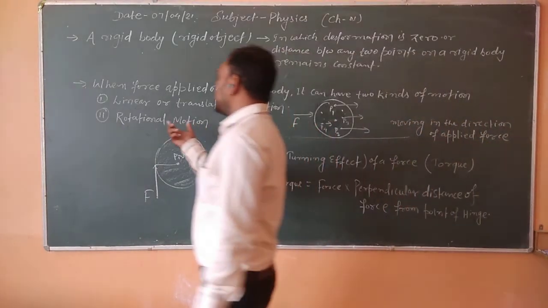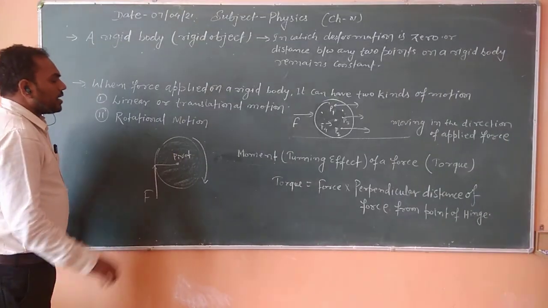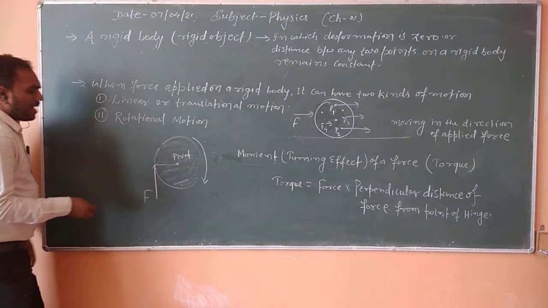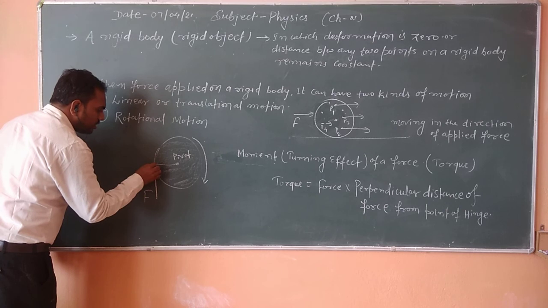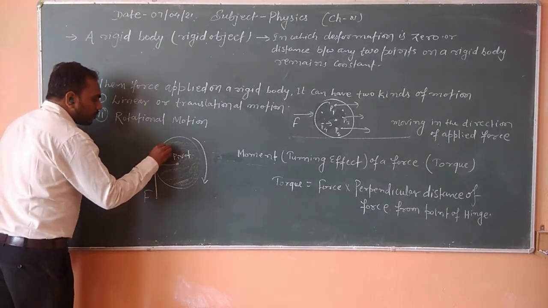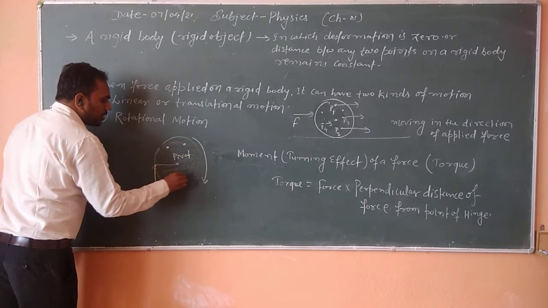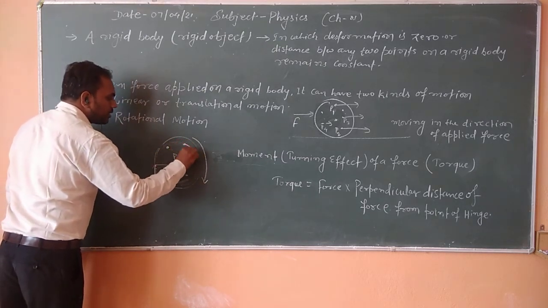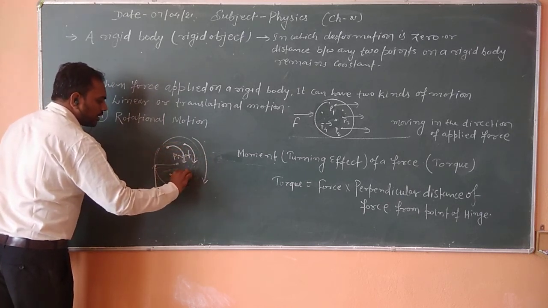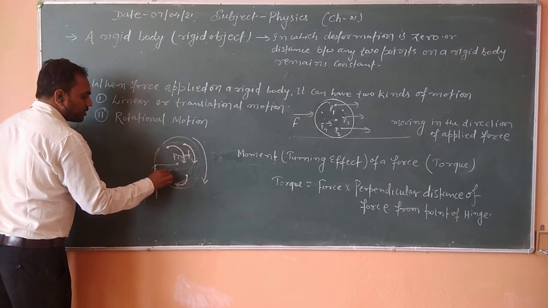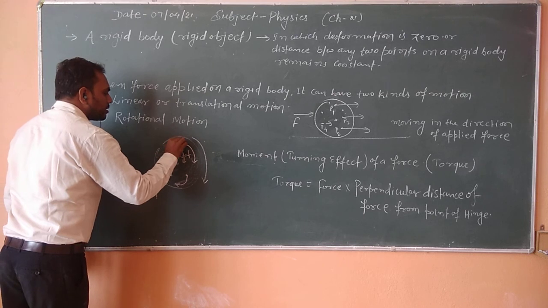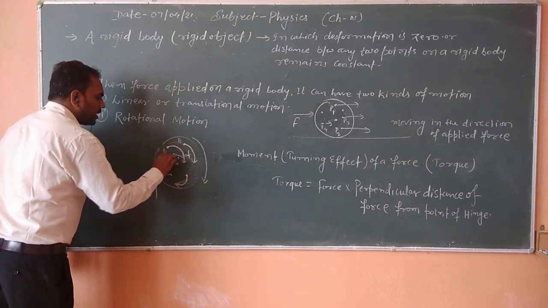Now come to the point, rotational motion. If this type of body here is a disc, and I am applying force on this point, each and every point of this body will start moving in a curved path. That's why it will start rotating.